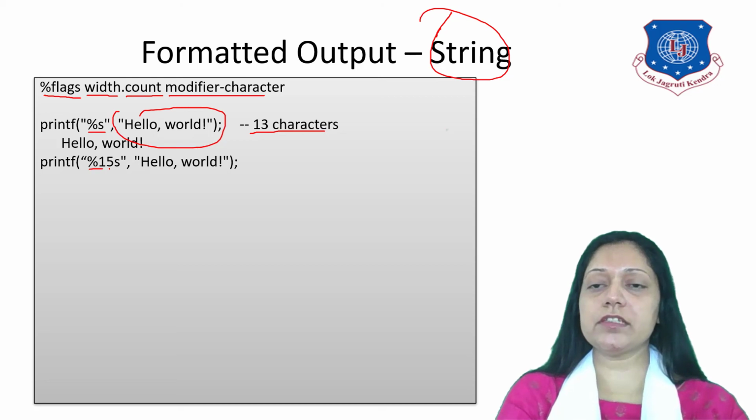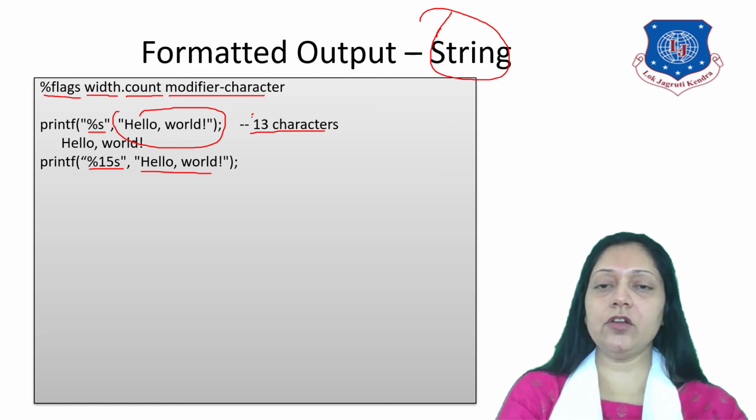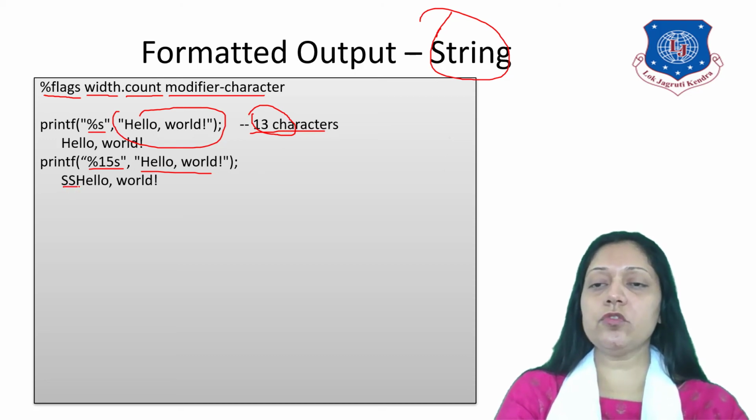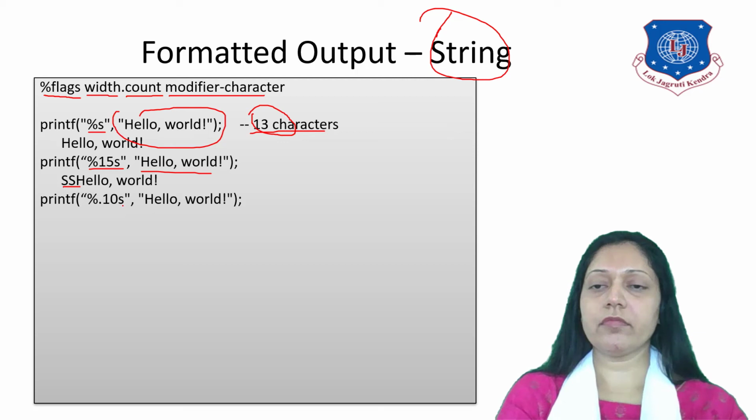Now if I write %15s, 15 is the width. So Hello, World! should be displayed in 15 spaces. Already Hello, World! has 13 characters, so 2 extra spaces would be added here. Again, this is right justified. Hello, World! will be displayed right justified and then 2 extra spaces on the left hand side.